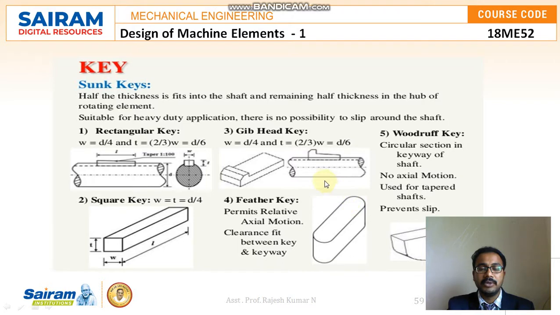And here you can see again the detailed version of all these things. The sunk keys: rectangular key, square key, gib head key, feather key, woodruff keys, with the formula denotations. So half the thickness fits into the shaft and the remaining half thickness in the hub of the rotating element. So it is mainly suitable for heavy duty applications where there is no possibility to slip around the shaft. And these are the keywords for all these things.